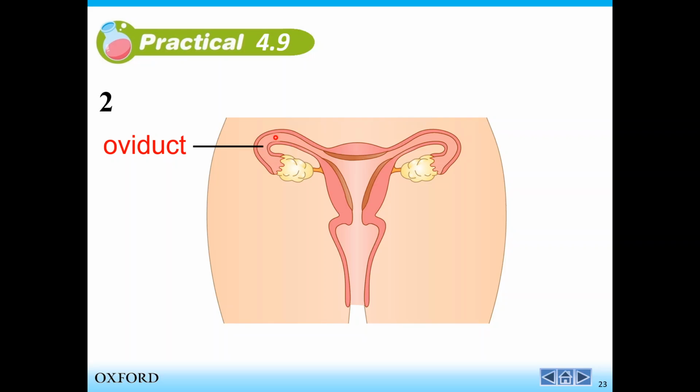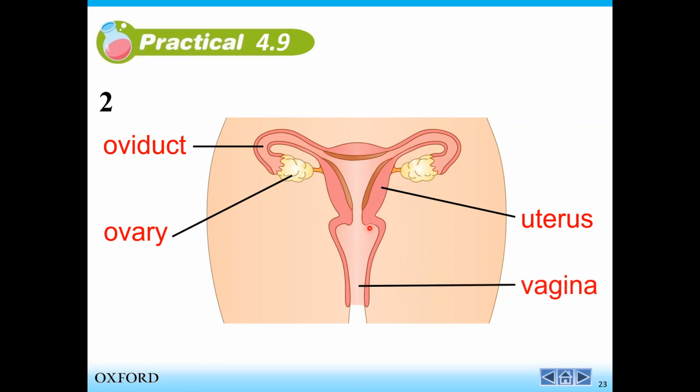Okay, this is the oviduct. This is the oviduct as well, where the fertilization takes place. The fertilization takes place means the sperm and the ovum fuse with each other. The fertilization takes place in the oviduct. These are the ovaries, one and two ovaries, and this is the uterus, like an upside down triangle. And that's the vagina.